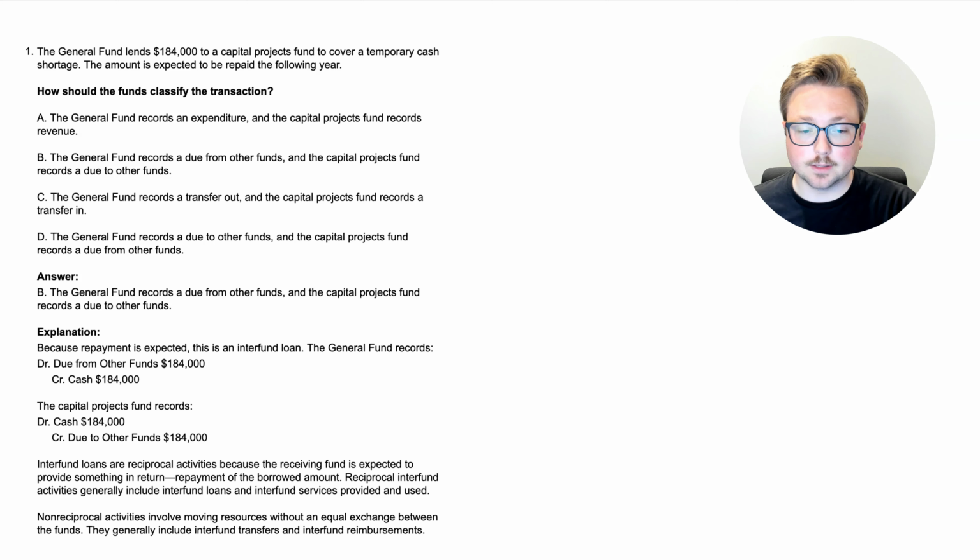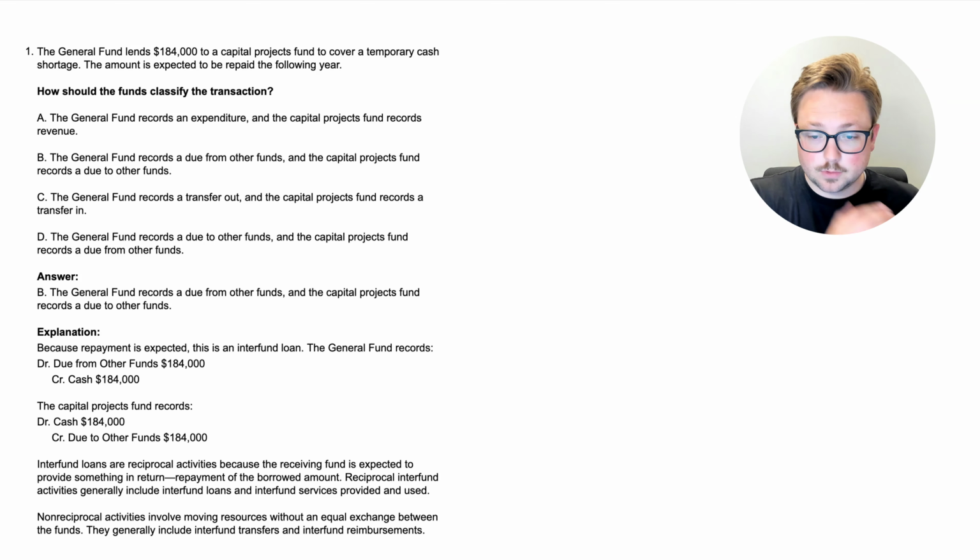And again, this is a loan, so the general fund is giving away cash, the capital projects fund is receiving cash, but that's why we have the due from and the due to other funds.